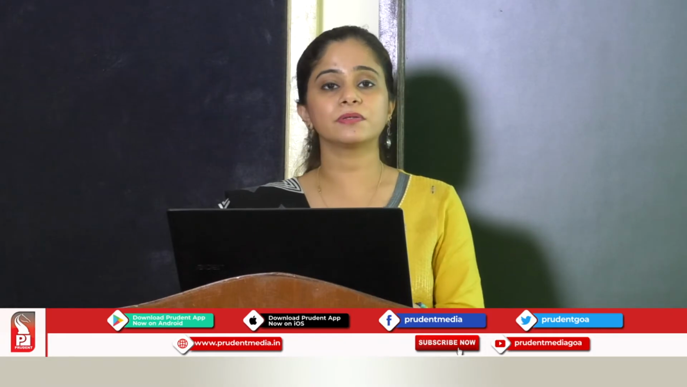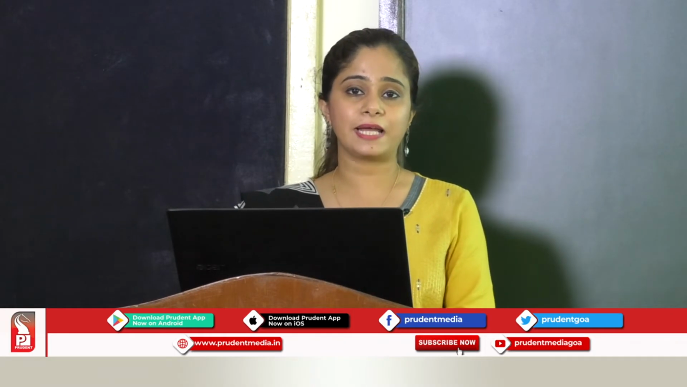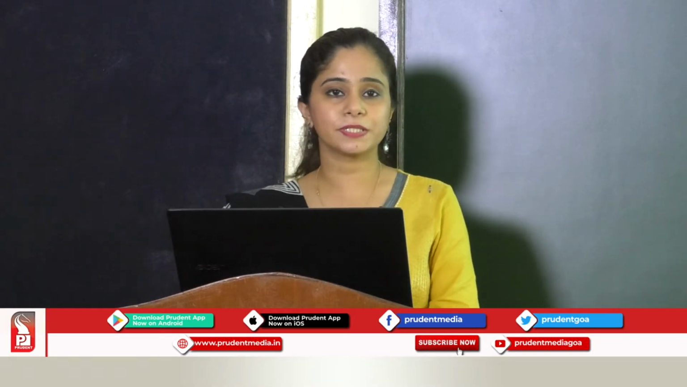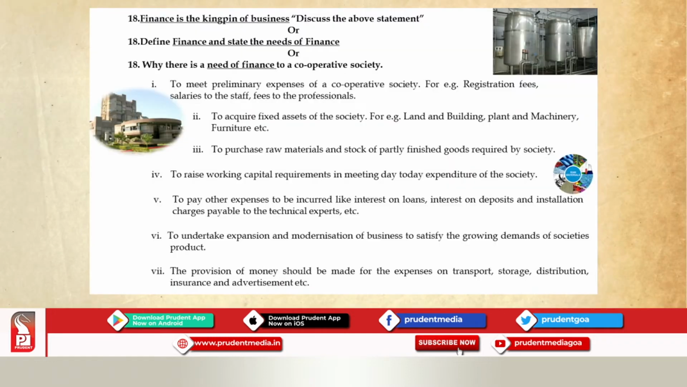We are going to learn about why there is a need of finance and from where they collect this finance. There are three topics under this: funds management of a cooperative society. So the first part is finance. As you can see, finance is the kingpin of business. Define finance and state the need why the cooperative society requires finance.